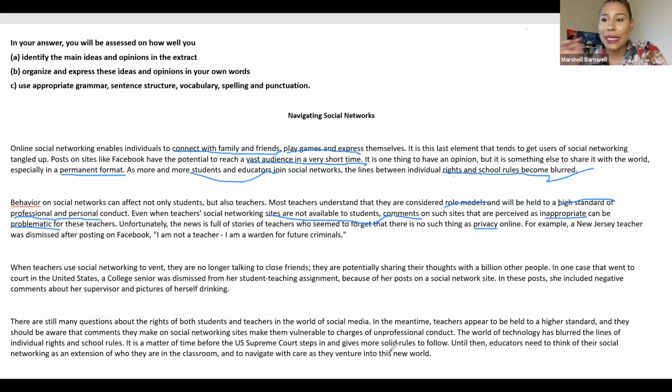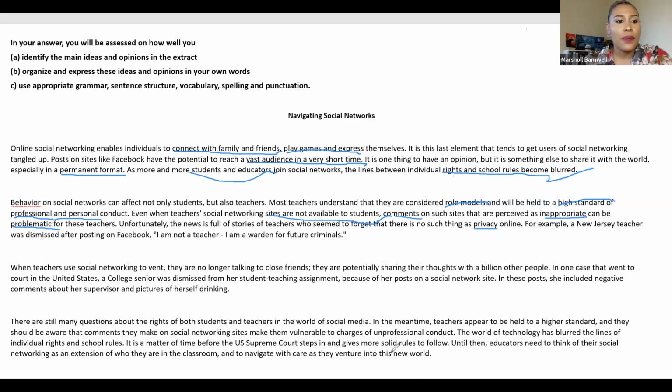So my next sentence that I will have is, teachers are considered role models and as such are expected to operate under high standards of professionalism and personal conduct. Even when their sites are blocked from students, there's no such thing as privacy online, as comments can be deemed inappropriate and problematic. So even if you don't post any pictures at all, but you just put comments on there, that's what they're saying is inappropriate. It doesn't have to be the content you post. It could just be your expressions.